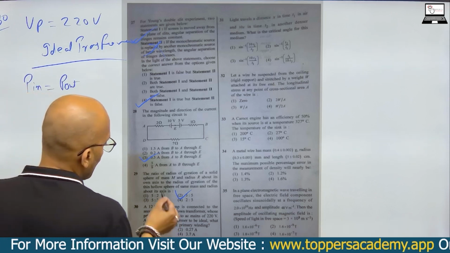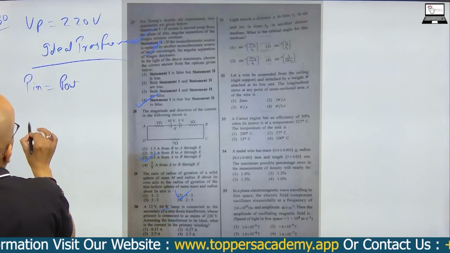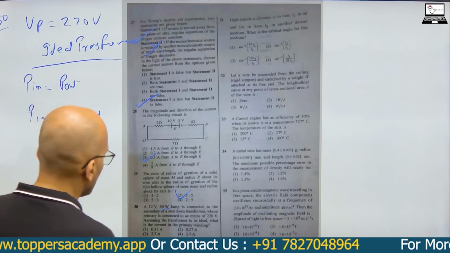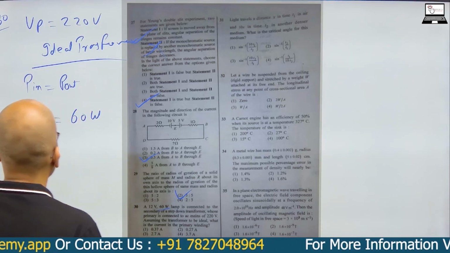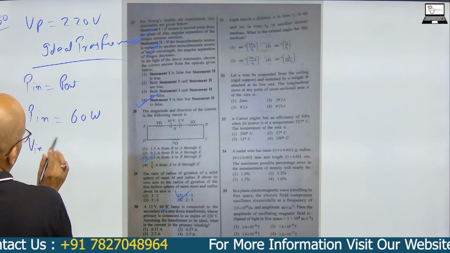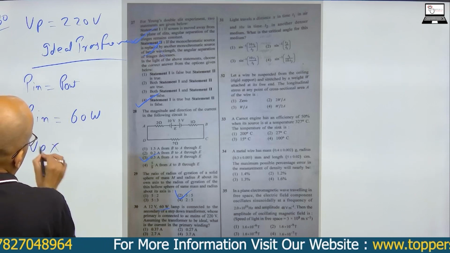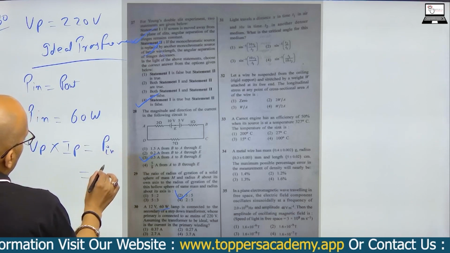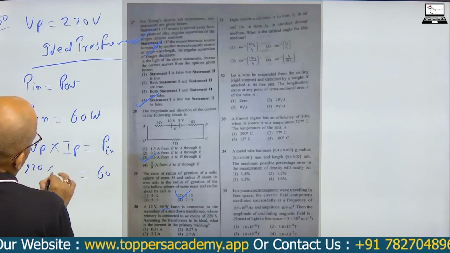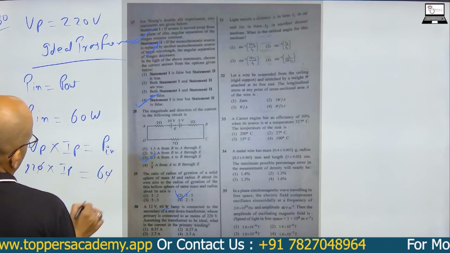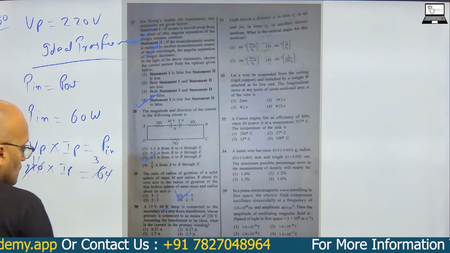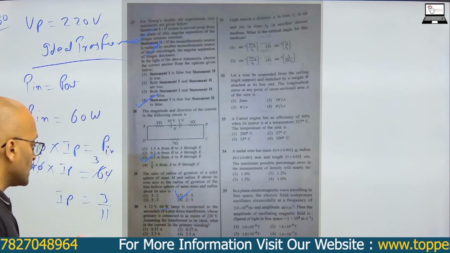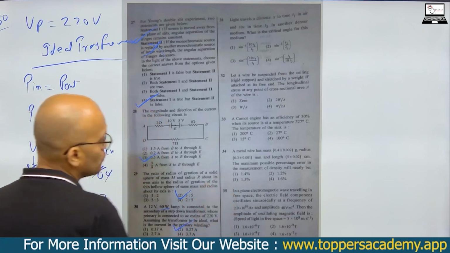Right. So output power is given to us, 60 watt. So we can take this output power and input power. So input power is 60 watt. Now it is asking us what is the current in the primary winding. So V input or V primary, because primary is the input source. V primary into current of the primary is equal to power. Yes or no? Input power, power is 60. This is 220 into IP. So IP comes out as 3 upon 11. When you solve it, 0.27 something, option 2 is correct.